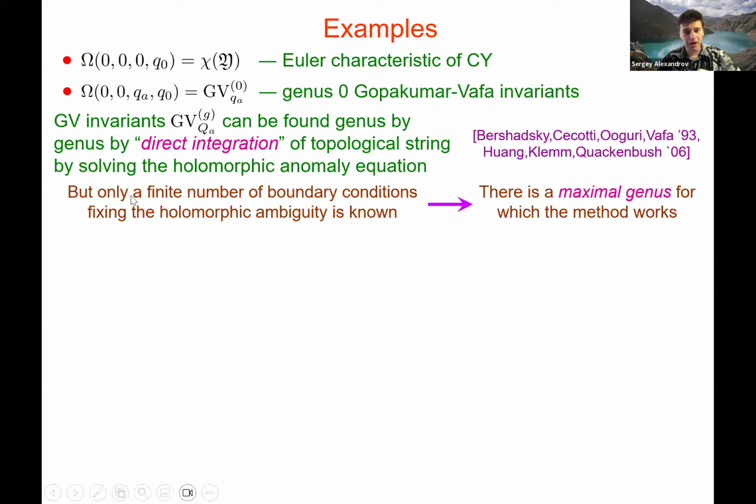Fortunately, we know some boundary conditions which allow us to fix these parameters. But the problem is that the number of known boundary conditions grows more slowly with the genus than the number of conditions required, than the number of parameters needed to fix the holomorphic ambiguity. As a result, at some point the two curves cross, and you do not have enough boundary conditions anymore, and you are stuck. So in other words, there is a certain maximal genus up to which this direct integration method works, and you cannot go beyond this. This will play an important role in my story later.